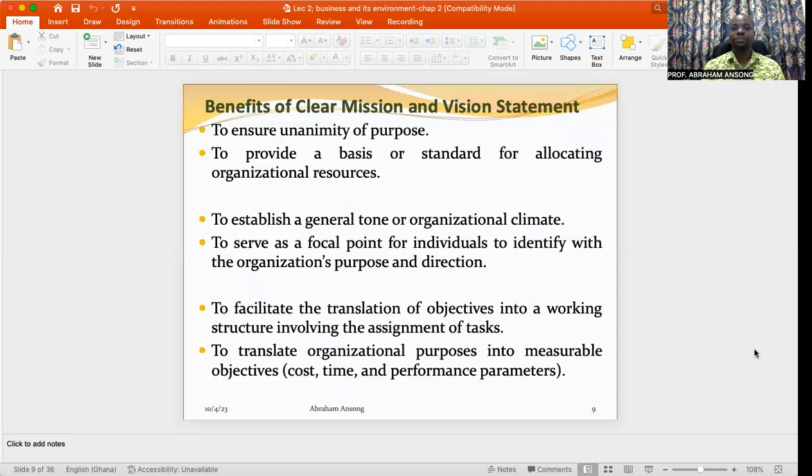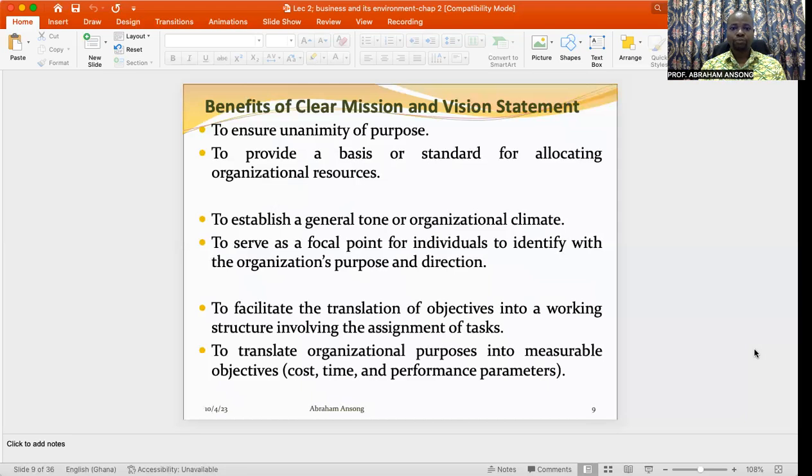Okay, so it helps individuals direct their interests towards the organization's purpose and direction. Once I apply to work at a bank, I should know the main thing that a bank stands for. If I apply to join a hospital, I should have an idea of the main thing that a hospital stands for, and therefore how I'm going to conduct my activities to be in line with the organization's purpose and direction.